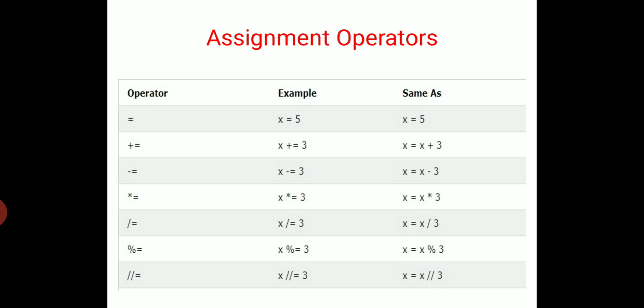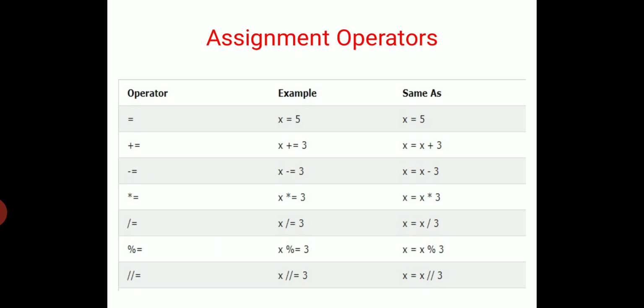Now second is assignment operators. The basic utilization of the assignment operator is assigning a value to the variables to perform any mathematical task. You can see that for assigning the value we can use the equal sign. Here we assign value 5 to the variable x. So how can we write? We can write it x equals 5.